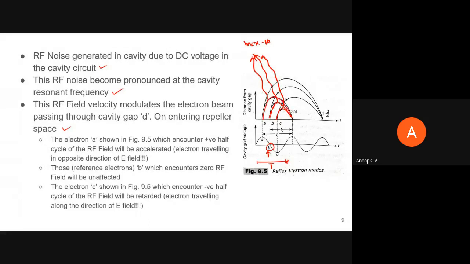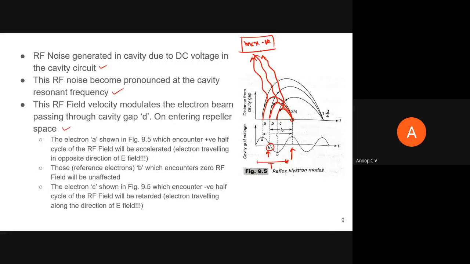All these should bunch and reach back at the same time. If the repeller voltage is at maximum negative, this bunching can happen at the immediate next positive half cycle. That is called the zeroth mode.